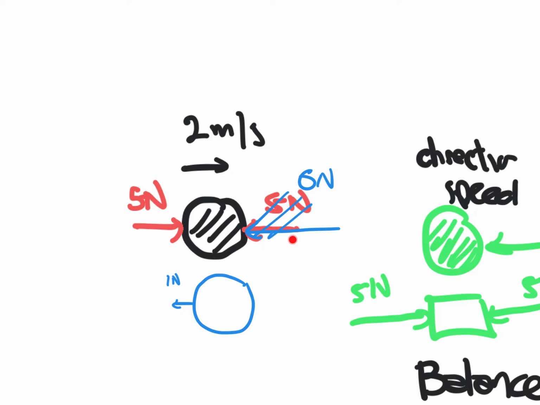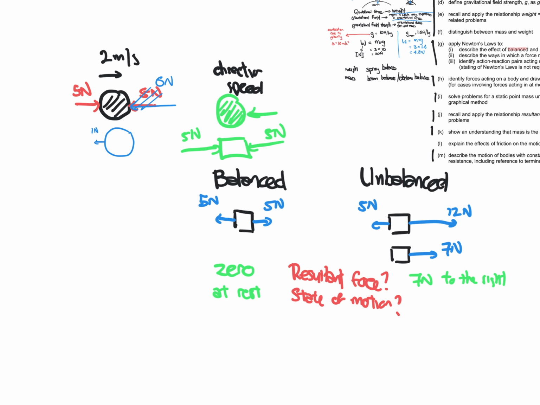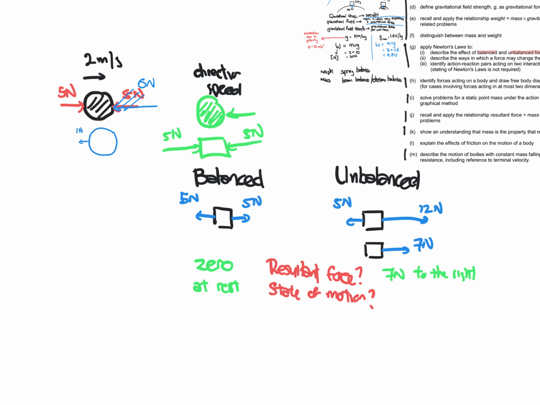If it was the original 5 and 5, it's not going to speed up. It's not going to slow down. It's going to continue on like nothing happened because no resultant force. Right, let's get back here. So it could be at rest, or it could be continuing at constant speed. Like in this case over here, it just continues at constant speed.